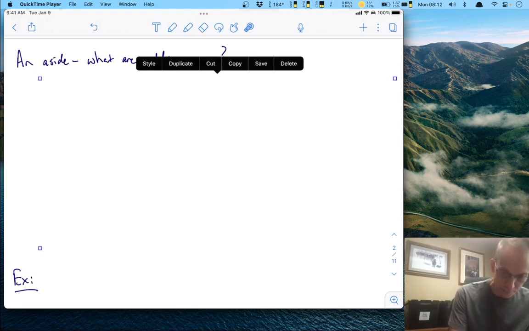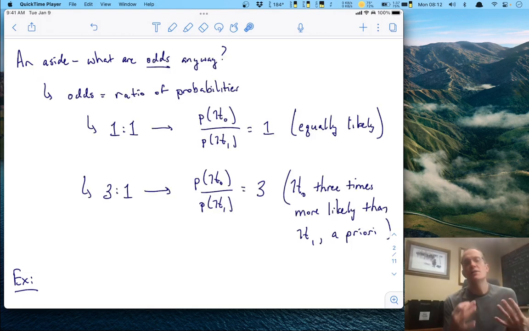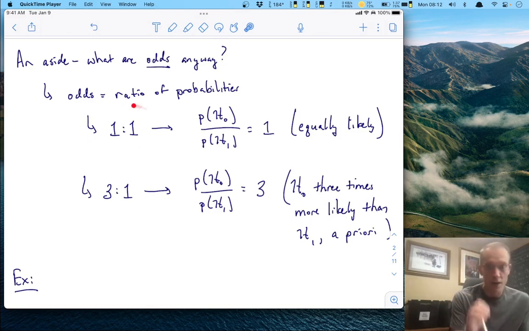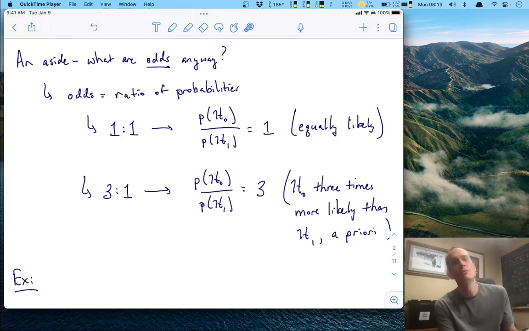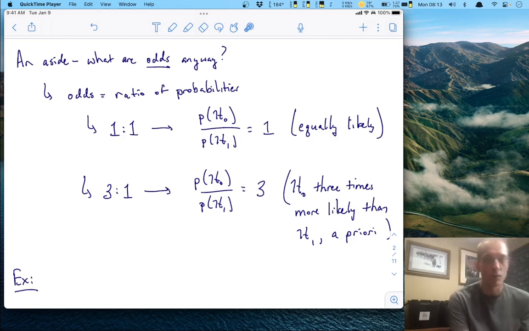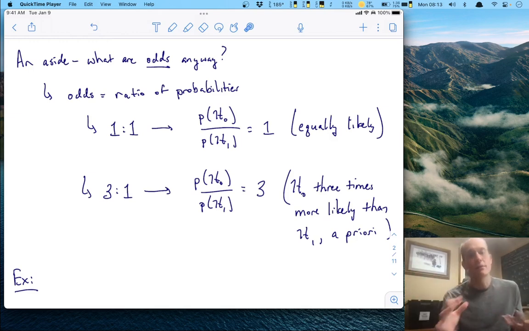So let's explore that. First of all, odds is nothing more than a ratio of probabilities. So when we say something has, say, 1-to-1 odds, what we're saying is that the probability of one divided by the probability of the other is equal to 1. As a fraction, they are equal to each other. And we say that these two models are equally likely in this context. So for example, if you assumed that you had prior odds of 1-to-1, you would be saying that before observing any data, one model is just as likely as the other. So that's what we mean by prior odds of 1-to-1.